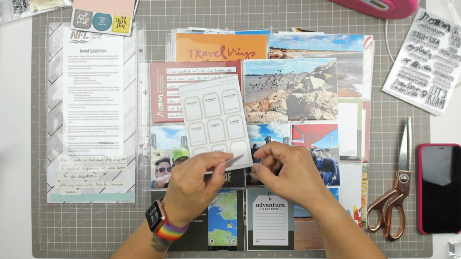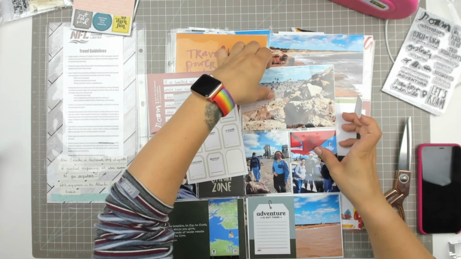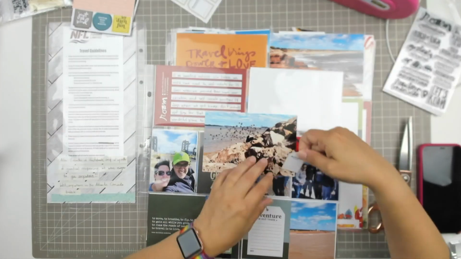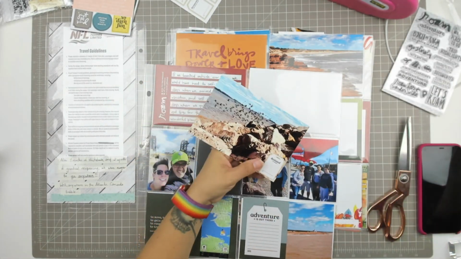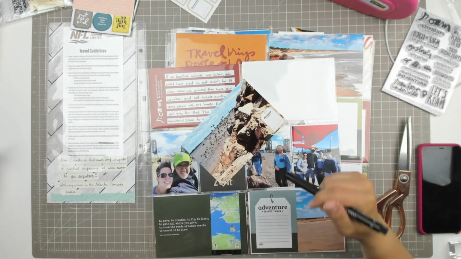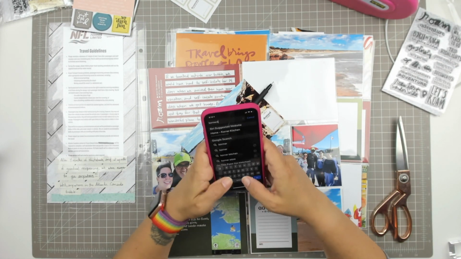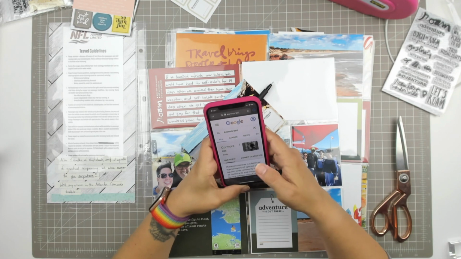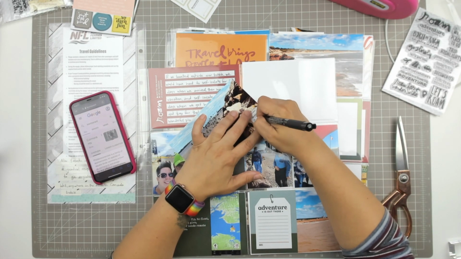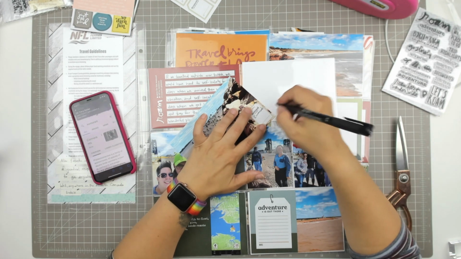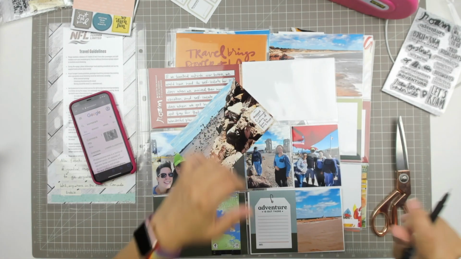So this picture of the cormorants flying off, they're flying off by the ferry on the Nova Scotia side. And these little sticker tags from Ali Edwards that came in the Rome kit are really perfect for this project. I'm just looking up how to spell cormorants. I thought it was spelled with a K, so I'm glad I looked it up because it's actually spelled with a C.